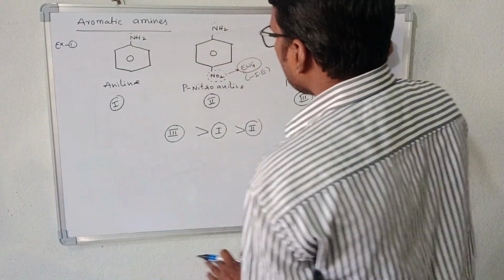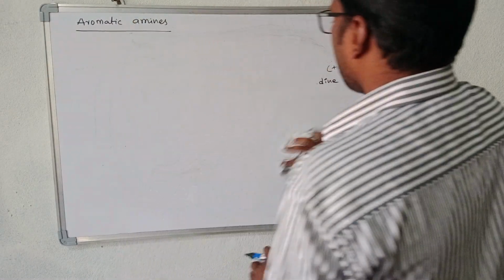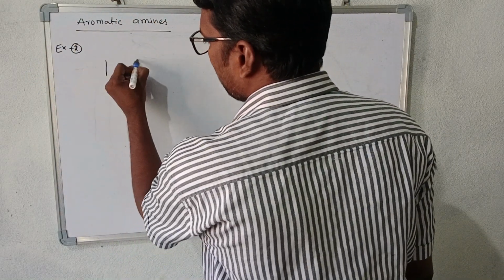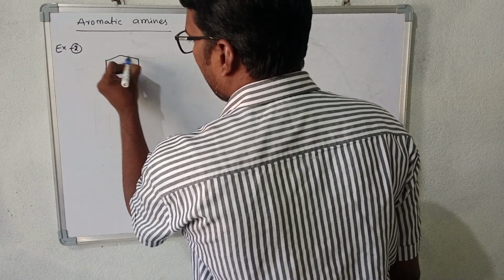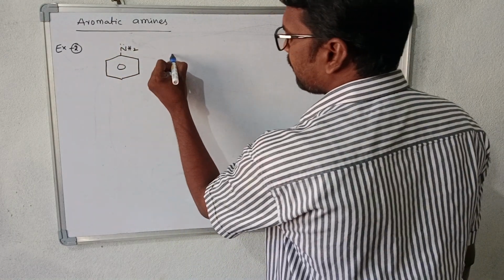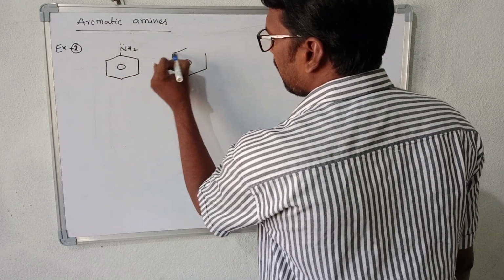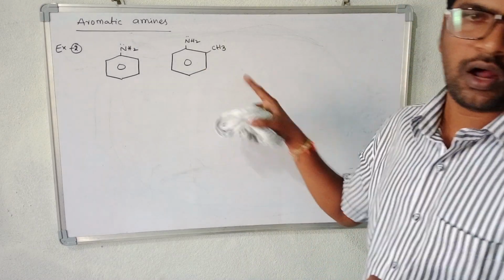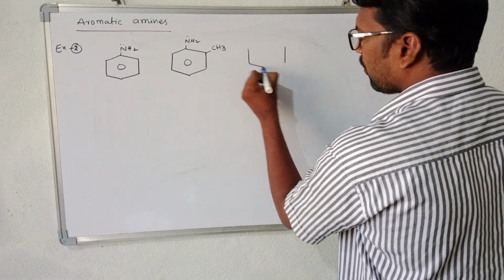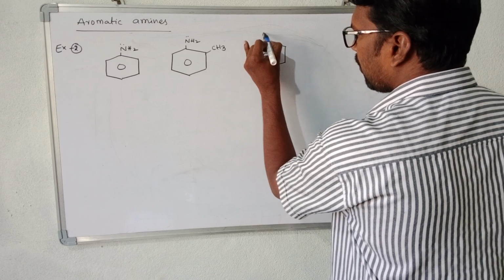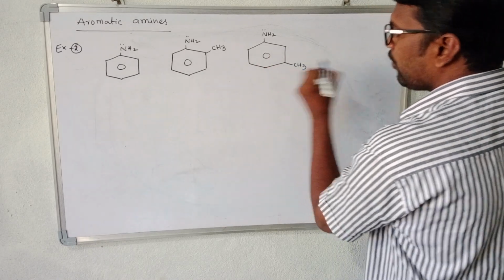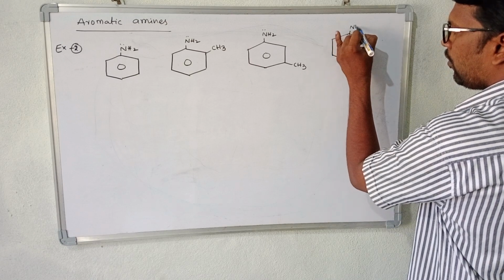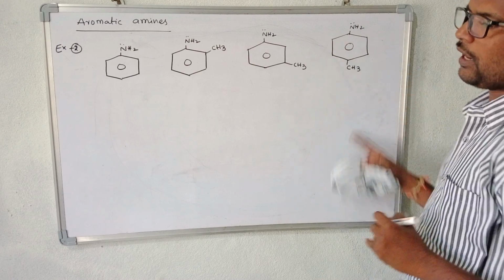And next, we take another example. Right, now I take it like this: aniline. Now I take NH2, and here I take CH3. It is toluidine, but ortho-toluidine. And next one, NH2, CH3. It is meta-toluidine. And next I take para-toluidine. Now we compare the basicity order of these.